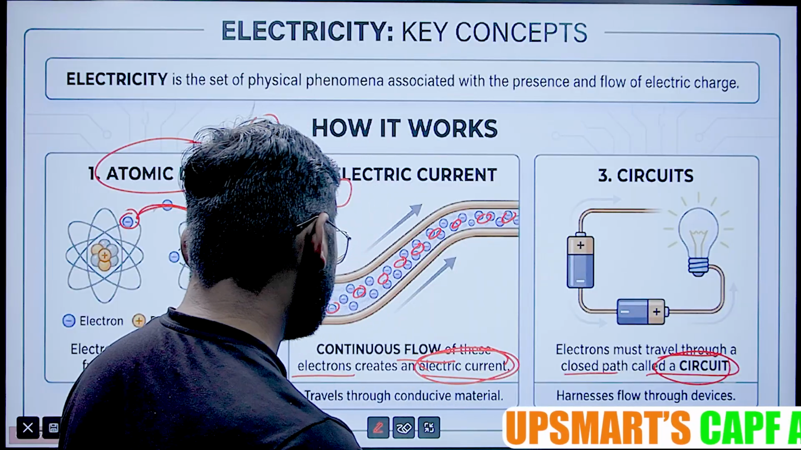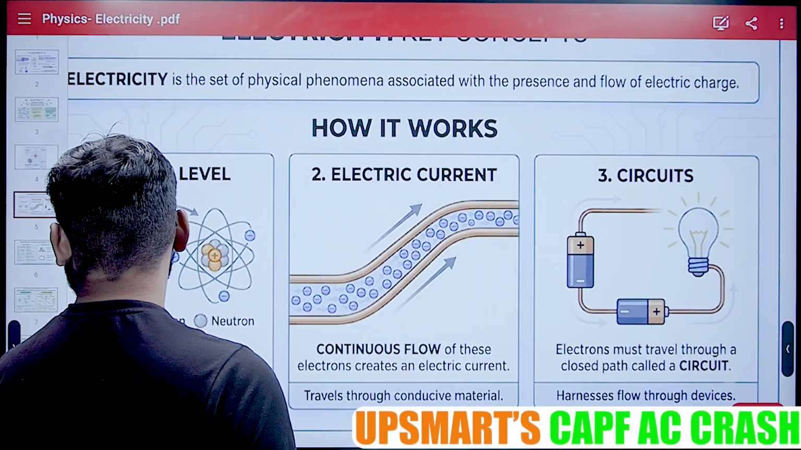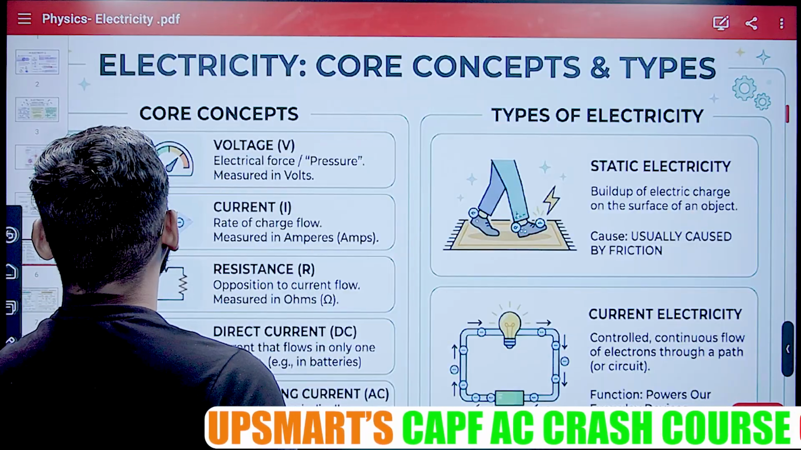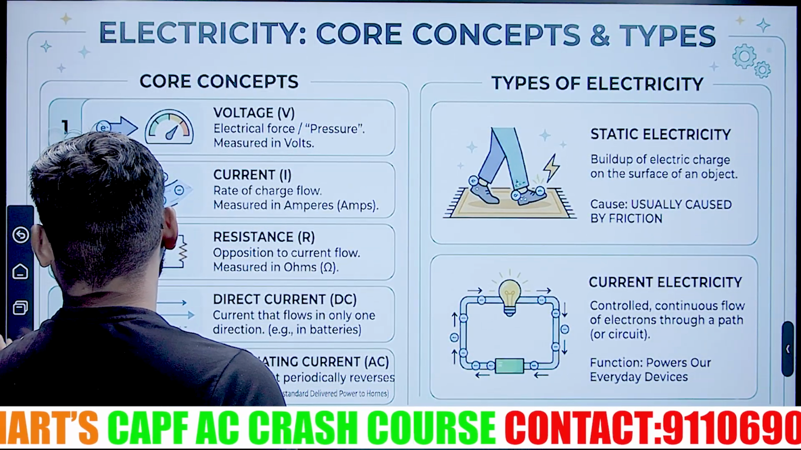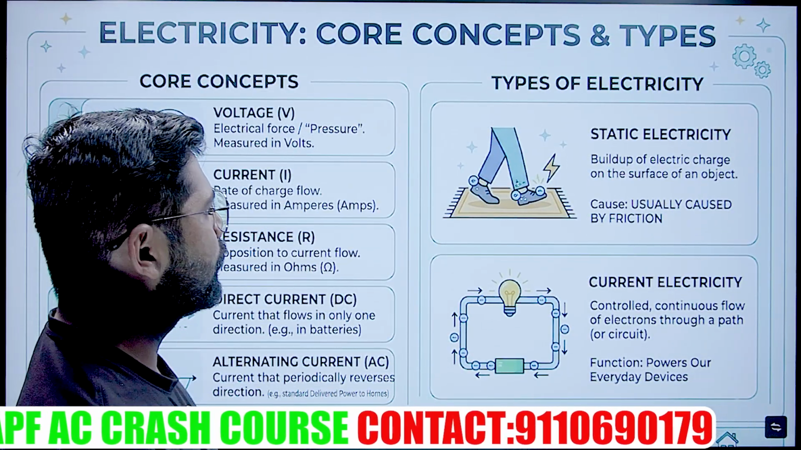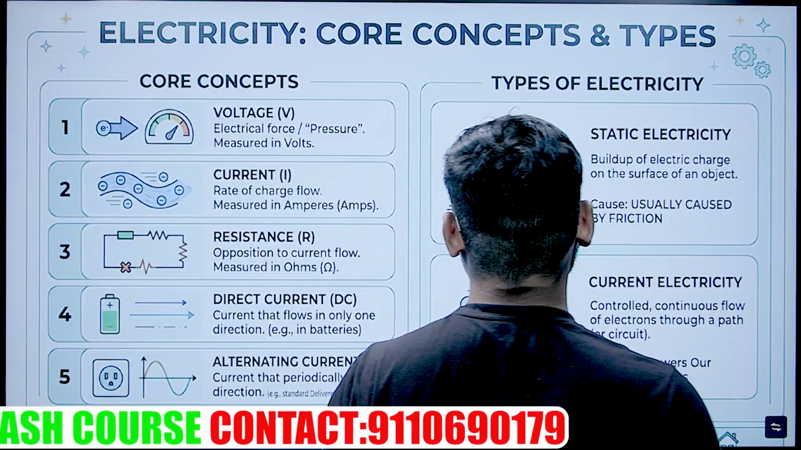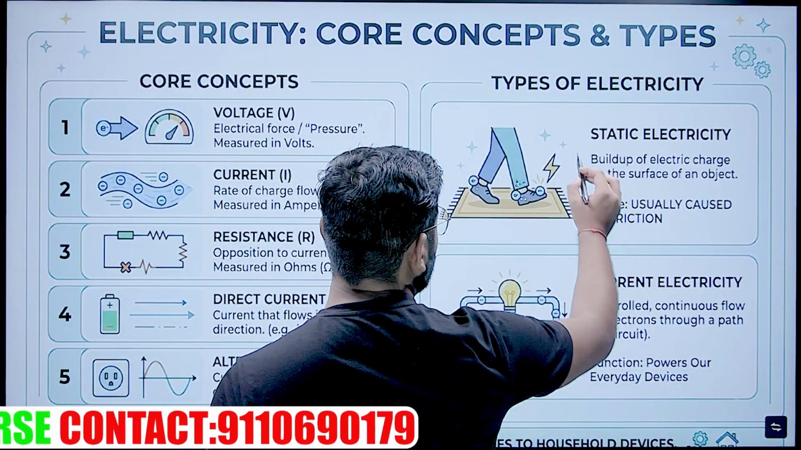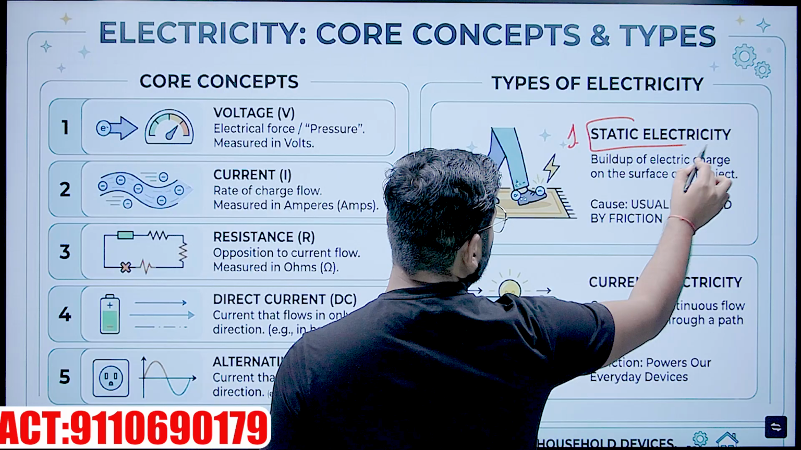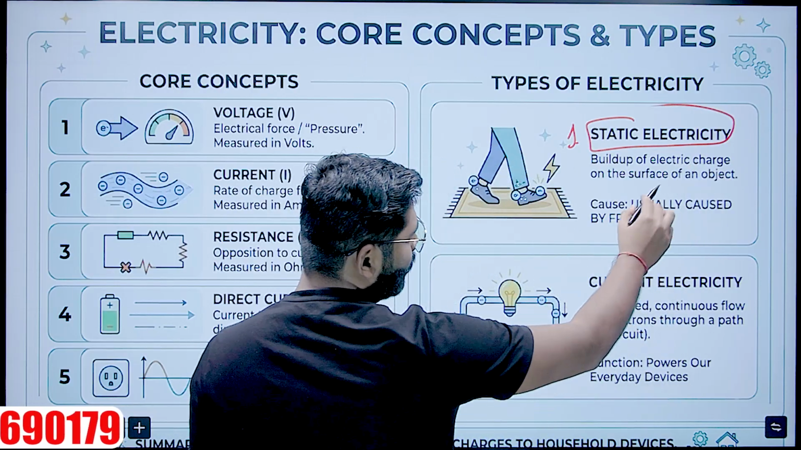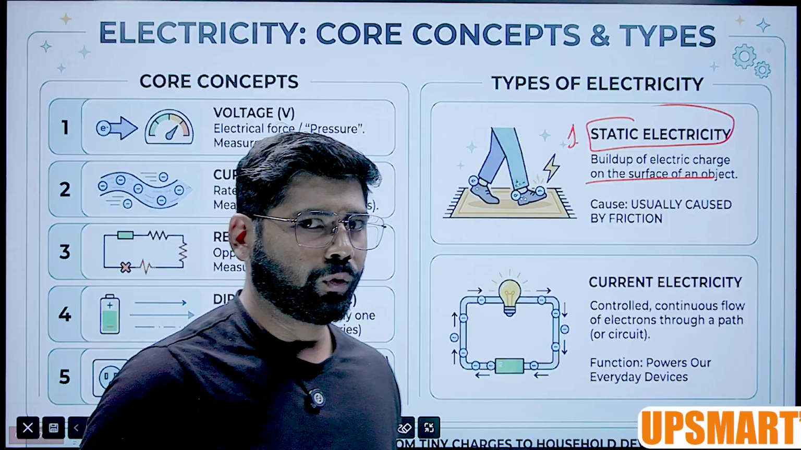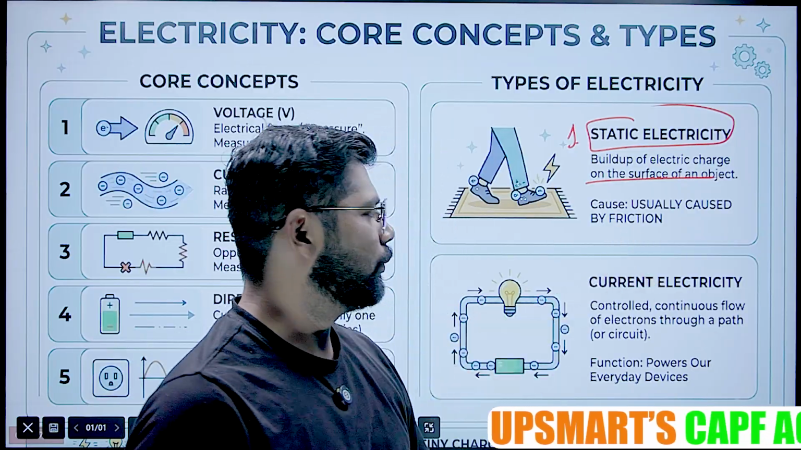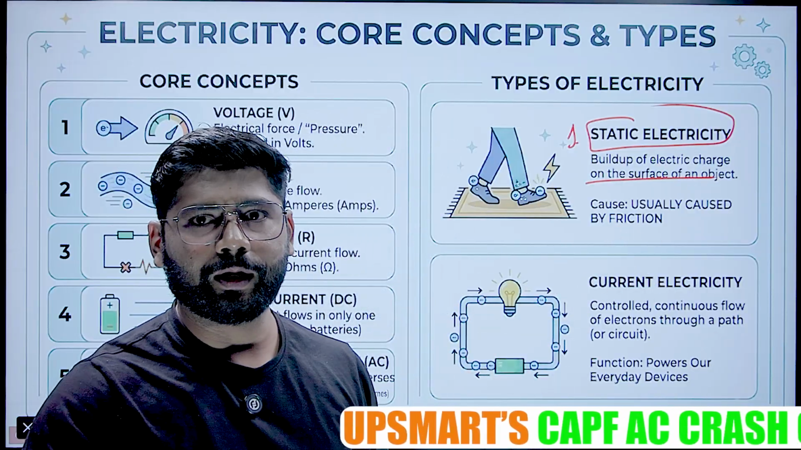Okay. Next is electricity. What are the core concepts of electricity? When it comes to electricity, there are two types. First is static electricity. Now where do we build static electricity? When we rub against another surface, usually when we walk, due to friction we generate static electricity.